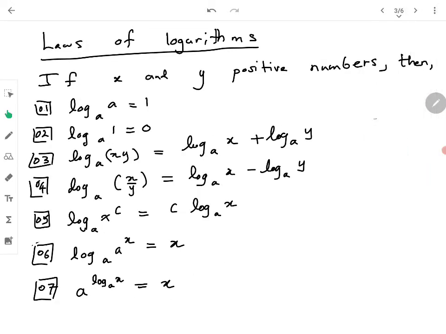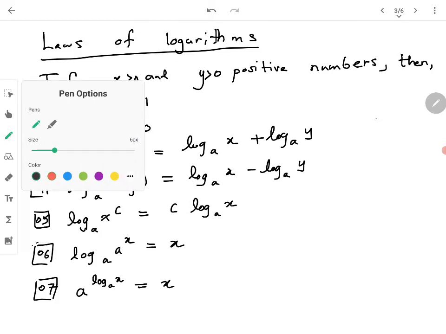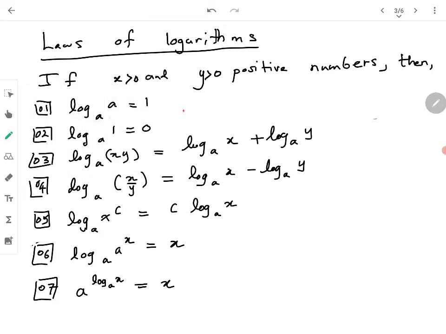Okay, next we are going to introduce the laws of logarithms. So x is positive, y is positive. We are introducing these laws for positive x values and y values. The first one is log_a a. So if the base and argument are the same, then the answer is 1. And the second one is log base a of 1. For any base, if the argument is 1, the answer is always 0.